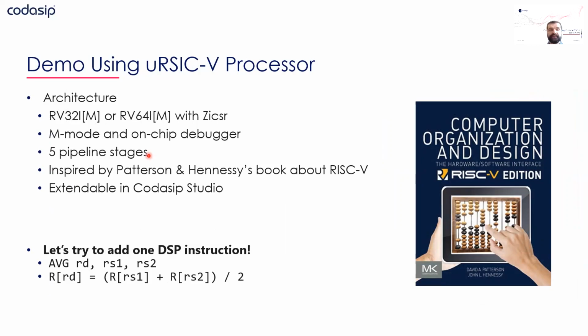It comes with the RV32IM or RV64IM with Zicsr. So the privilege mode is there, the M mode is there, and the on-chip debugger is there. So you can take it as a baseline and then build something on top of that. And this is what we're going to do, because we will add one DSP instruction. Let's have the average instruction, which means that we take two source operands, and the result is the average value of these two. So let me switch to a different window, and let's do the demo.